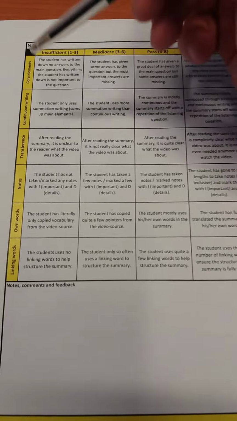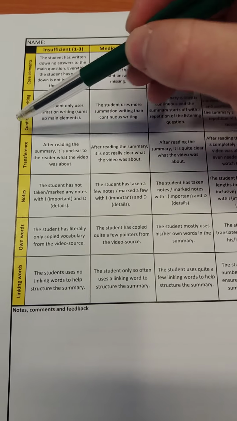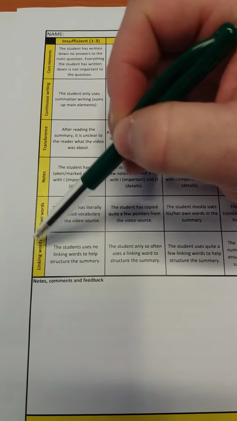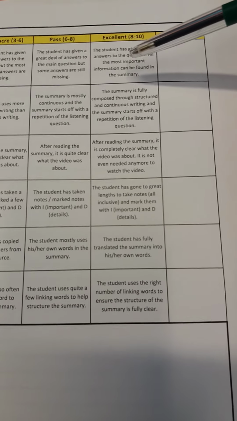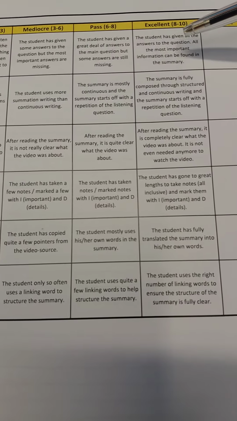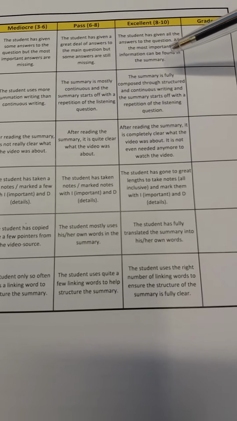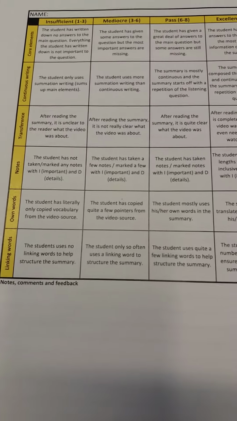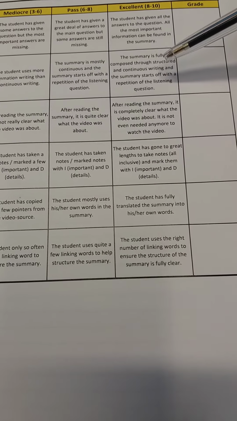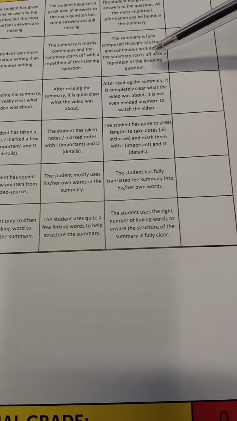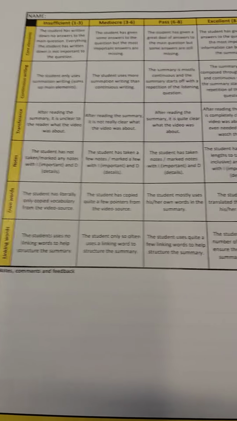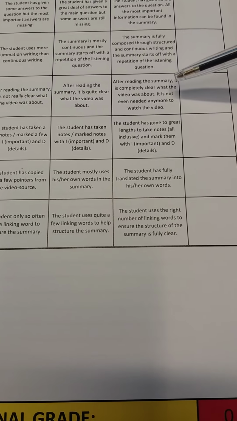Also, we'll be adding the rubric, and this is the part where the grading process starts. And I'm going to be grading you based on core elements, continuous writing, transference, notes, own words, and linking words. And if you want to get a top-notch grade, and all of you guys want that, of course, if you want to do well on the core elements, that means that the student has given all the answers to the questions. All the most important information can be found in the summary. Continuous writing: the summary is fully composed through structured and continuous writing, and the summary starts off with a repetition of the listening question. Then, transference. After reading the summary, it's completely clear what the video was about. It's not even needed anymore to watch the video.